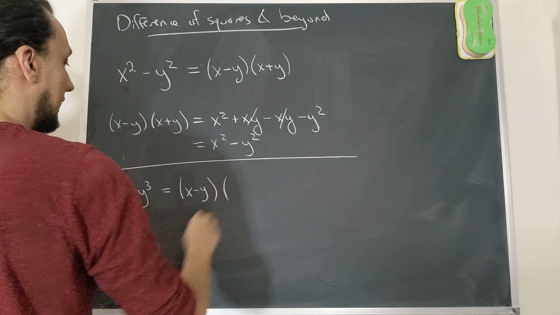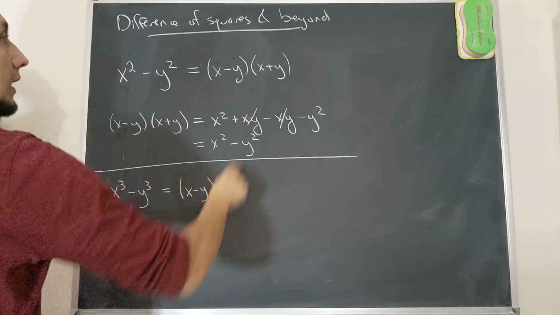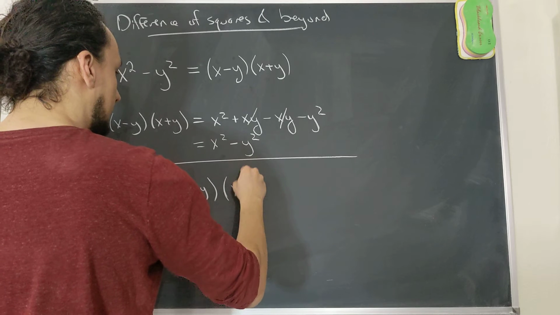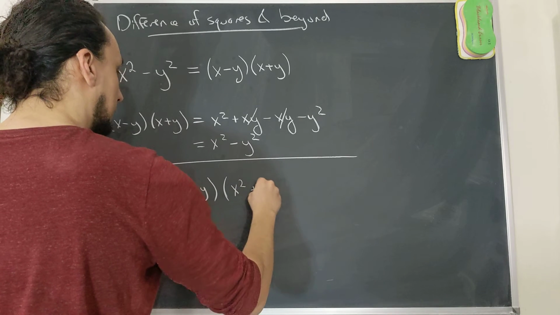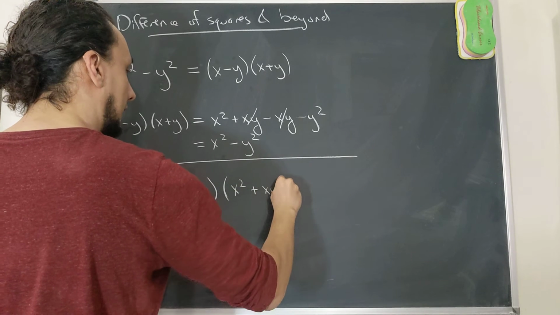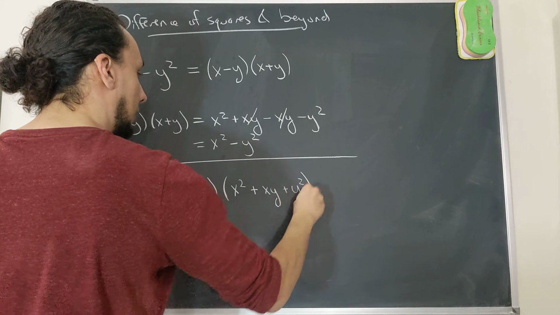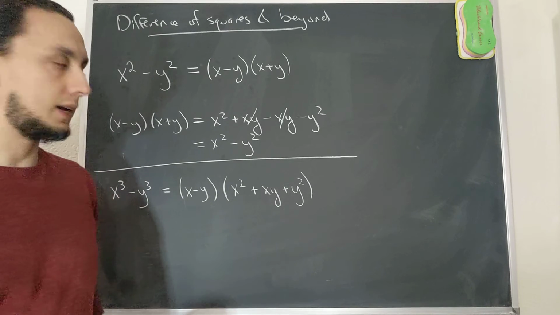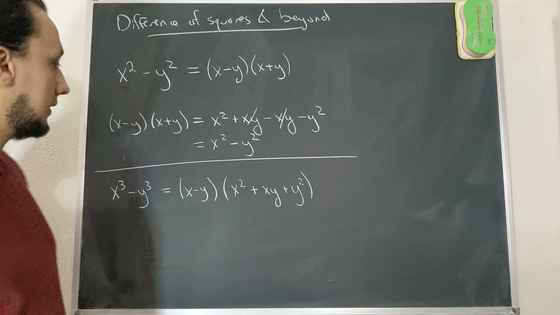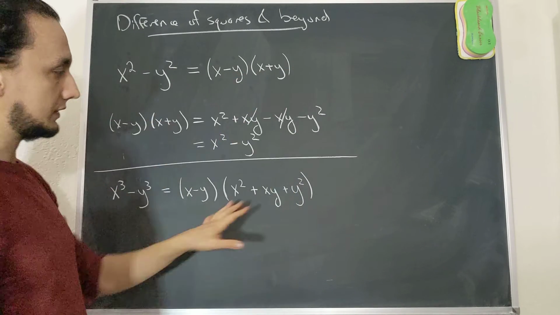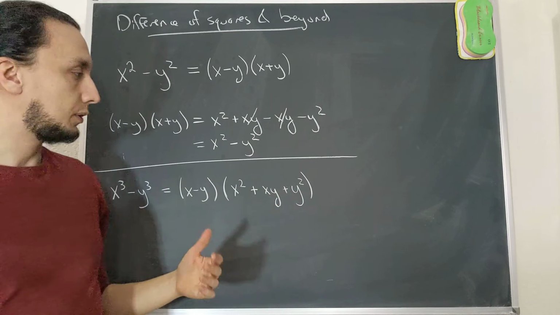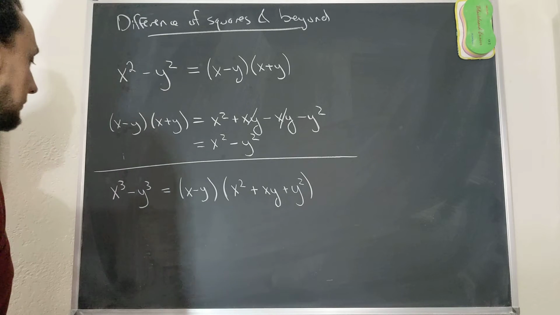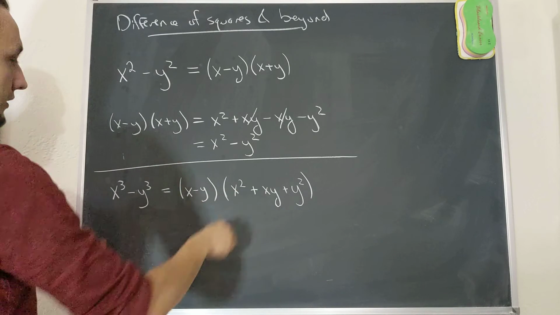x minus y times, so it starts off the same way, but now instead of x plus y over here, it's going to be x squared plus xy plus y squared. Okay, so the first part is the same, the second part looks different. We'll see the pattern in the second part in a second, but first let's check that this actually works.